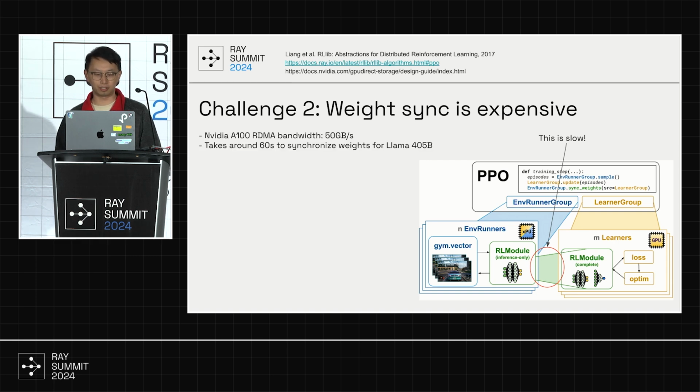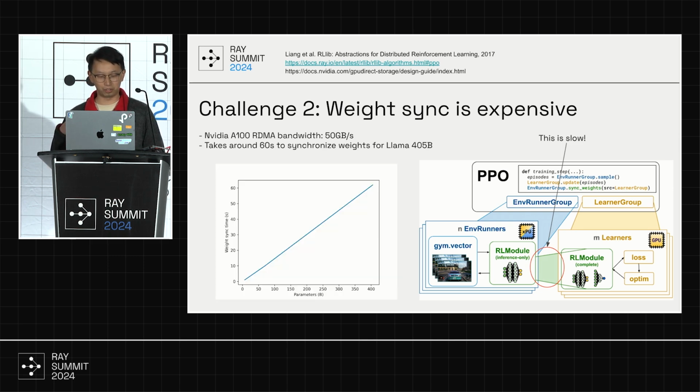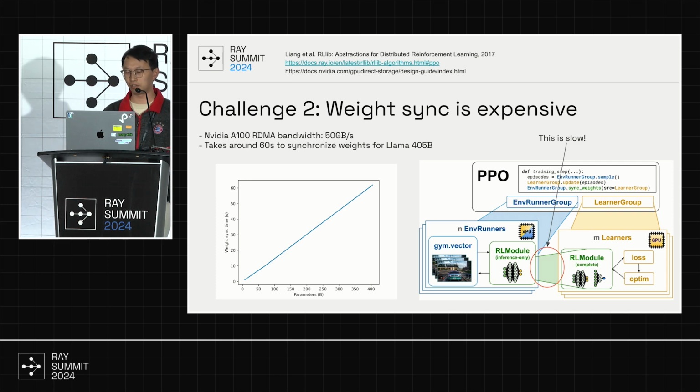There are some numbers here. For example, if we run on NVIDIA's A100 with RDMA bandwidth, which is 50 gigabytes per second, and we are training Llama with 405 billion parameters, this takes about 1 minute just to transfer the weights. This is basically unacceptable in a real-world system, because when you do weight transferring, the GPU is basically idle.